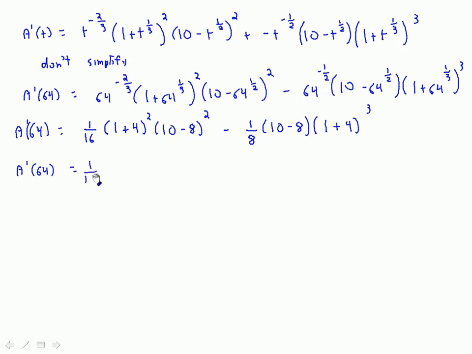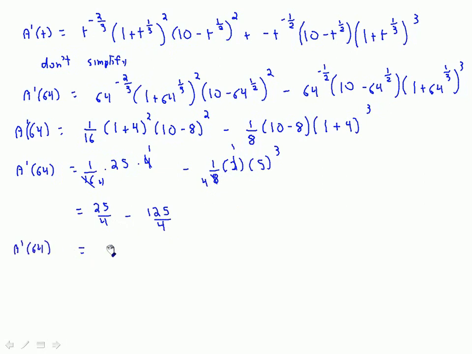So 1 over 16 times 5 squared is 25, multiplied by 2 squared is 4, minus 1 over 8 times 10 minus 8 is 2, multiplied by 5 cubed. So the 1 over 16 and the 4, well, that'll simplify. So that's 25 over 4, minus, here the 2 divided by 2 is 1, divided by 2 is 4, and we get 5 cubed is 125 over 4. Now if you subtract that, you don't even need a calculator, really. Got a common denominator for us already. It's negative 100 over 4, so it's negative 25.